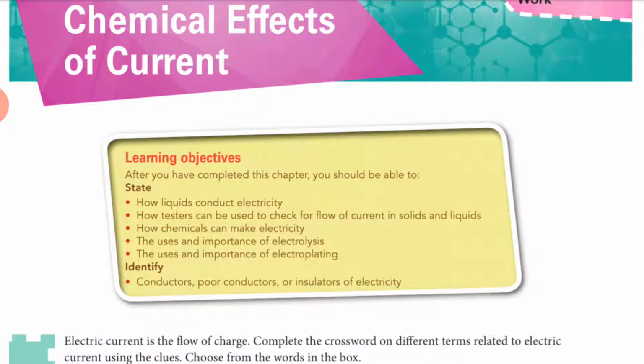Here, liquids that conduct electricity, testers, then chemicals which produce electricity in batteries, then the importance of electrolysis and electroplating, and what are the uses of it, that we will learn at the end of this chapter. Then what is a conductor, insulators, poor conductors, poor insulators, how conductors are useful. All these things we will learn at the end of this chapter.